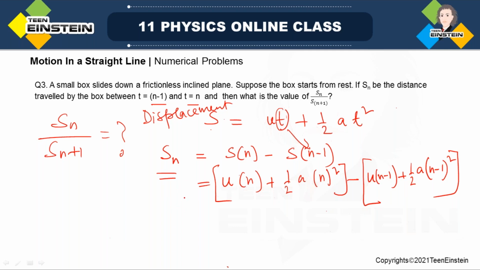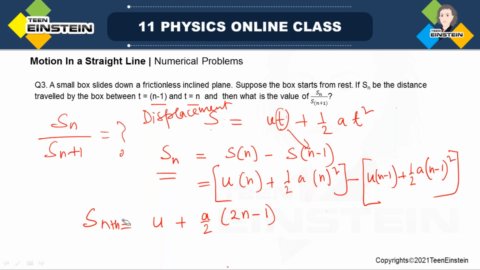Okay, so there is a general formula. n is actually here t, and n minus 1 is another t. If you do a bit of simplification, what you get is Sn is equal to u, the initial velocity, plus a by 2, that is the acceleration by 2, into 2n minus 1, where n is the time you want to find out, Sn. This is the general formula.